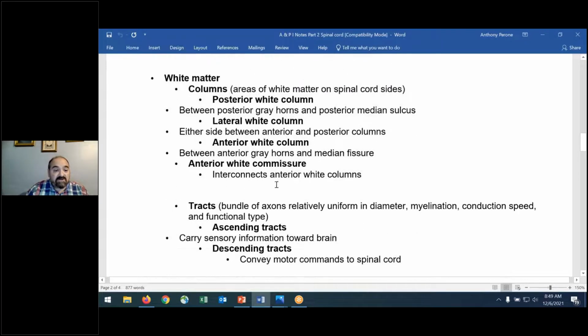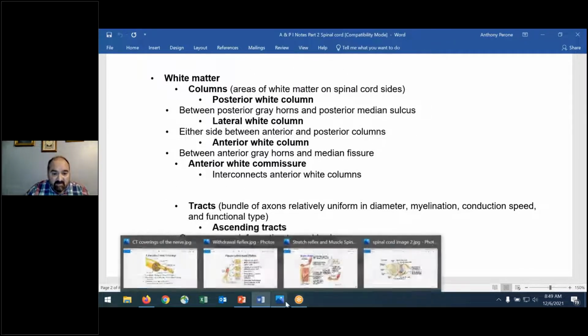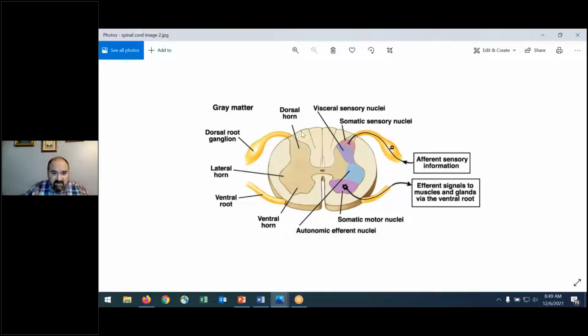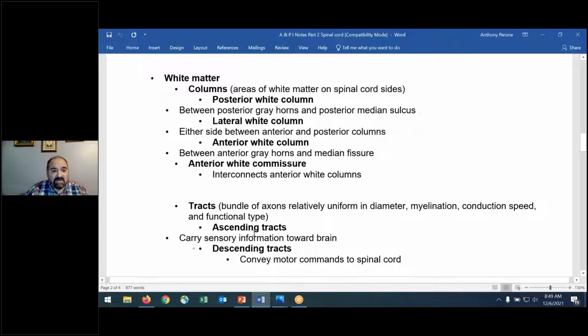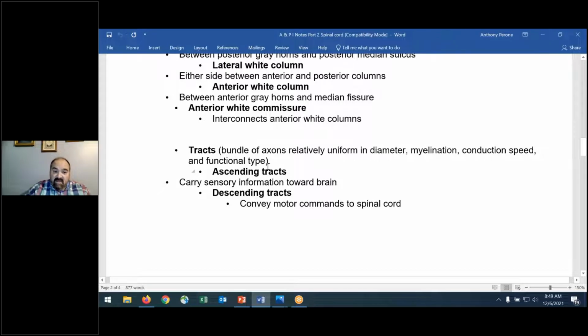As far as white matter is concerned, I didn't post an image for that, but know that in the white matter there are these columns and these tracts. When you think of a nerve in the peripheral nervous system, this is an axon and such, but when we talk about the analogous structure in the central nervous system, we talk about tracts. These tracts are either ascending, carrying sensory input, or descending, carrying motor output from the brain through the cord and out to the peripheral nervous system.